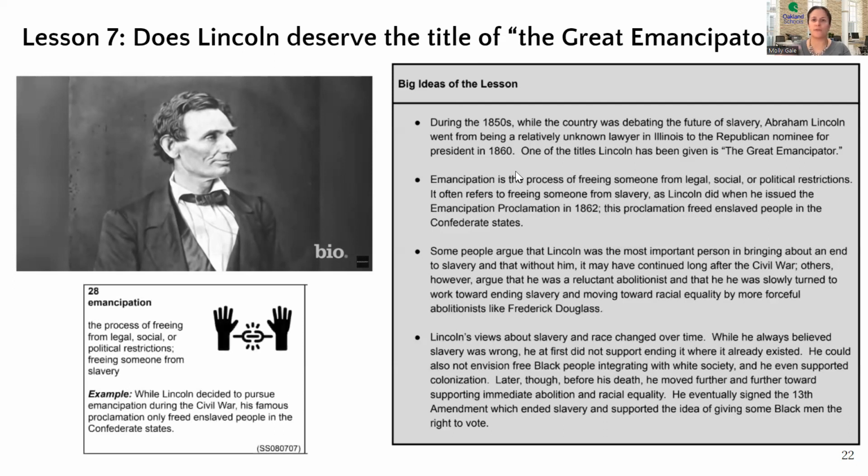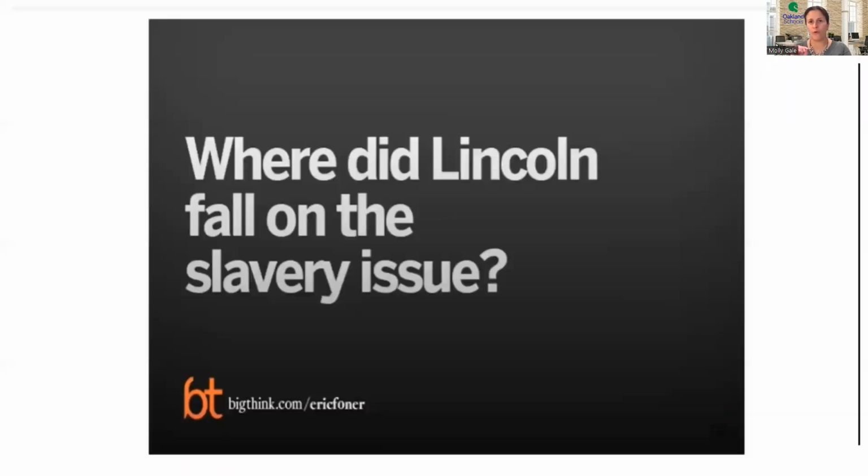They then do some vocabulary work. So they clarify the definition of emancipation. And then students watch an interview with Eric Foner, who's a very well-known historian who specifically has studied this era. And they listen to it twice. So the first time they just listen and kind of soak it in. The second time they actually create the spectrum that Eric Foner is describing.